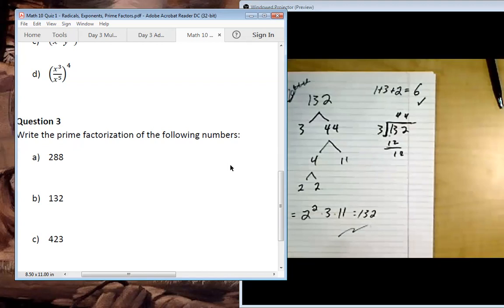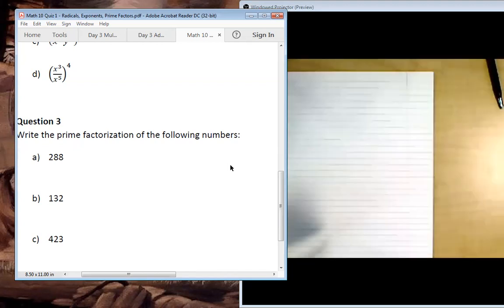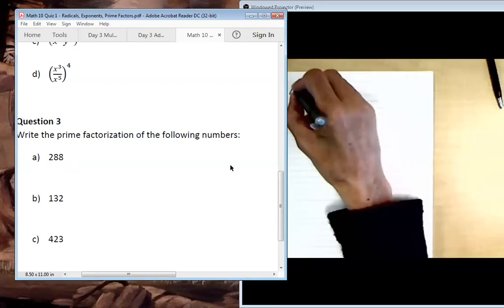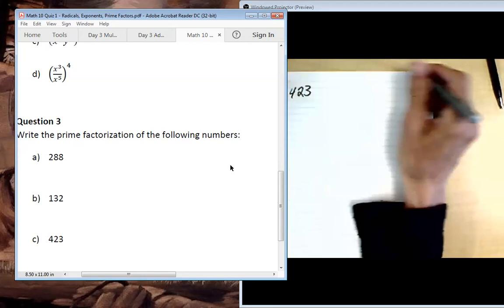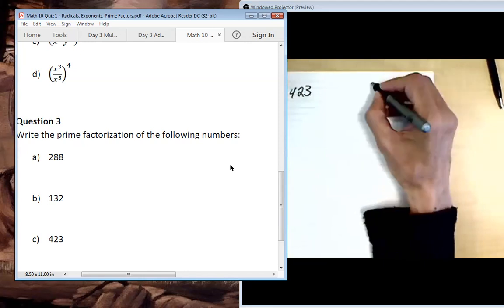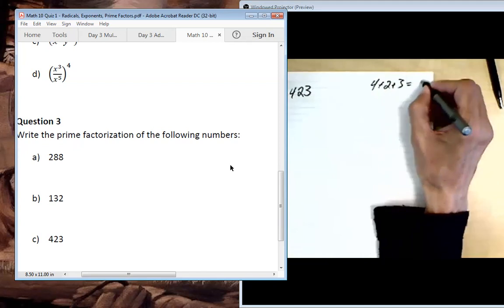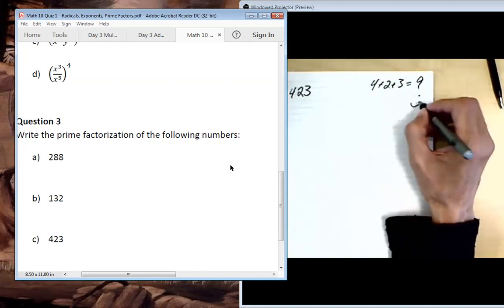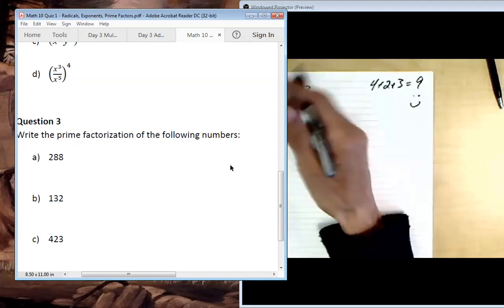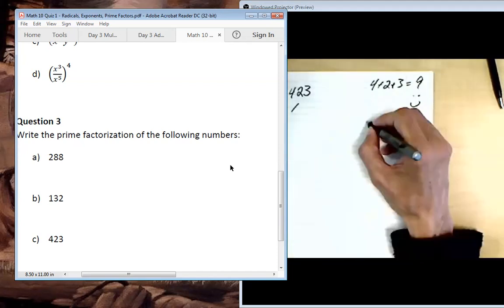And what's the last one? 423. Wow, strange number. Strange for me, at least. But I see a 3. I'm going to check the 3 trick. 4 plus 2 plus 3 is 9. Hey, that divides by 3. That will divide by 3. Just got to figure it out.